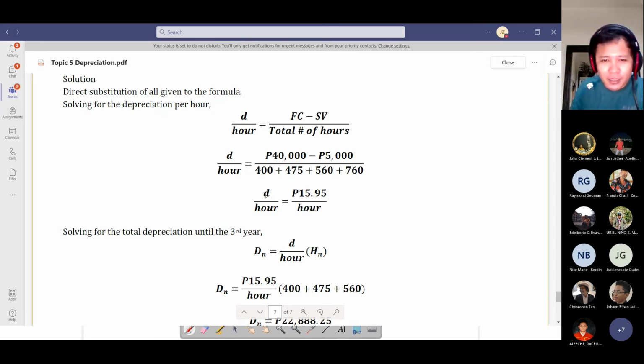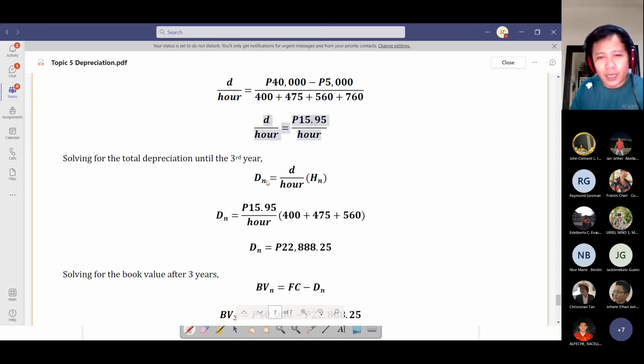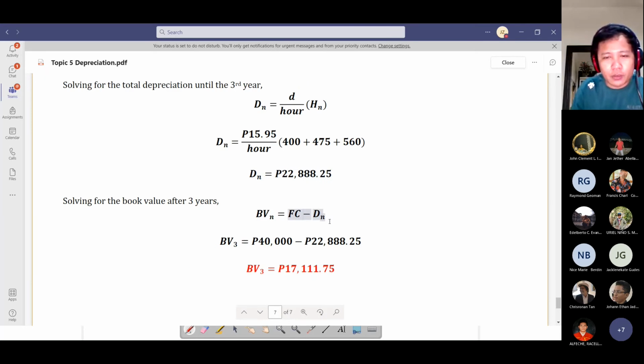So if this is the equivalent depreciated amount per hour, then the total depreciated amount until the third year would be the depreciation per hour times the total number of hours until the third year. So you have here your total depreciation until the third year. Using the general formula, first cost minus the total depreciated amount, the book value is 17,111.75 pesos.